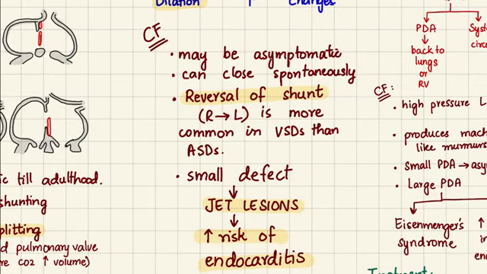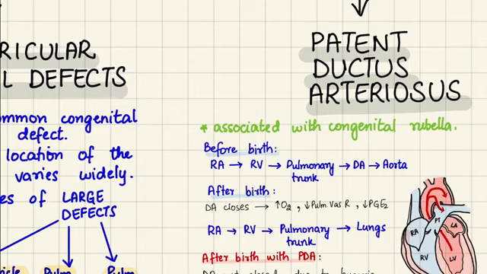And also, if these defects are smaller, and mostly they occur on the top of the septum, where the area is membranous and not that muscular, they are going to form jet lesions. That is, if we have a small opening, they are going to form jet-like blood flow, and when this jet of blood hits the right ventricle, that is going to increase the risk for endocarditis because of damage to the endocardium.